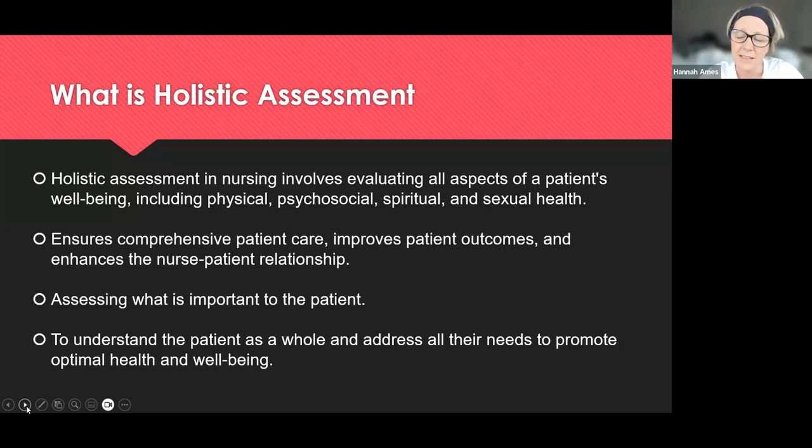And it's about really assessing what's important to the patient, because what we view as the health professional as being the most important thing may not be the most important or pressing concern for your patient. Like I said, it's about understanding the patient as a whole and addressing all their needs to really promote optimum health and well-being. And so you're working in partnership and collaboratively together. That's really, really central with your holistic assessment.